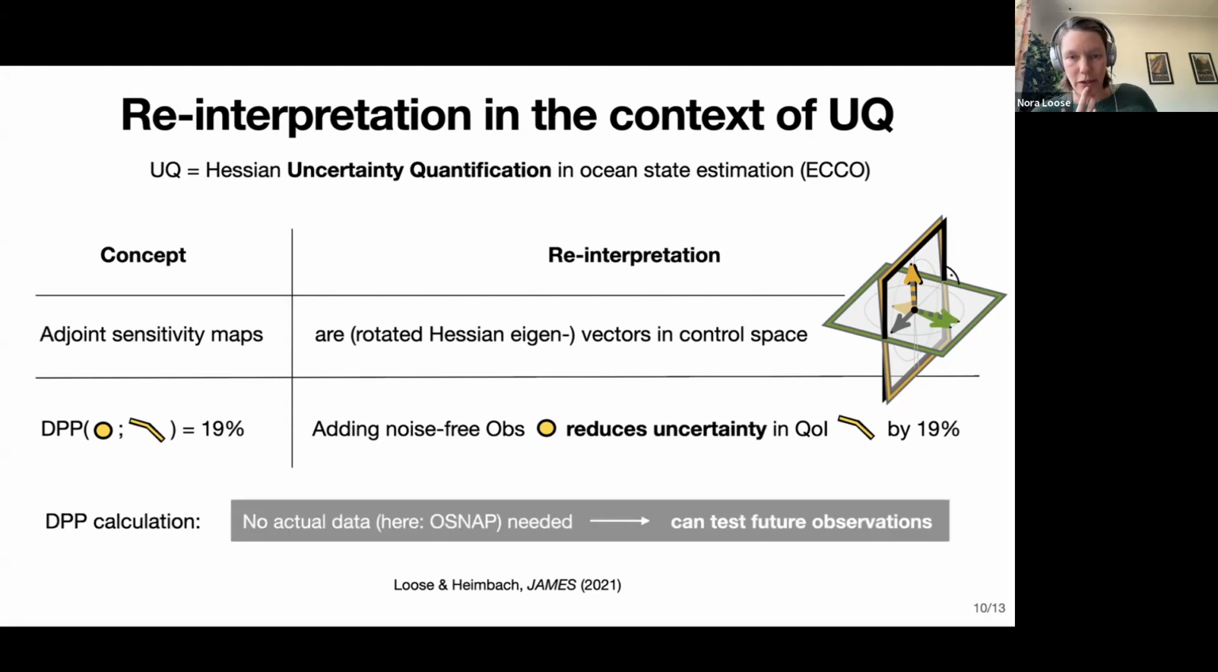So a nice property of this DBP calculation is that we don't need the actual data. In this example, we do not need the actual temperature value that the OSNAP mooring measures, right? All we used were the adjoint sensitivity maps that were computed by uncovering dynamical relationships in the model equations. So that means that we can assess DBP and uncertainty reduction for future observations before putting any instruments in the water.